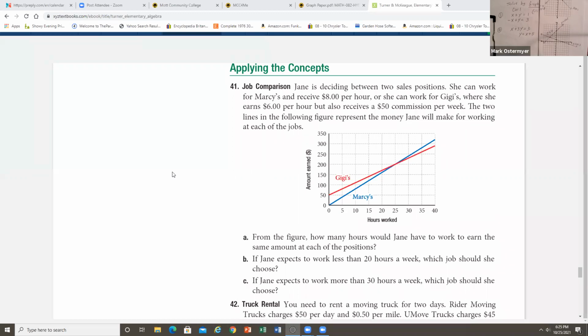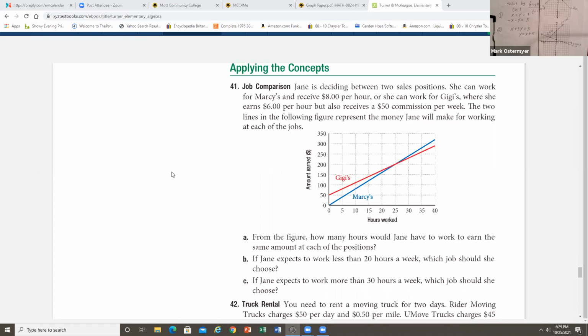Question A, from the figure, how many hours would Jane have to work to earn the same amount at each of the positions? Anybody get an answer for that question? 25. 25 hours. If she works 25 hours for both companies, she will receive the same amount of money of $200.